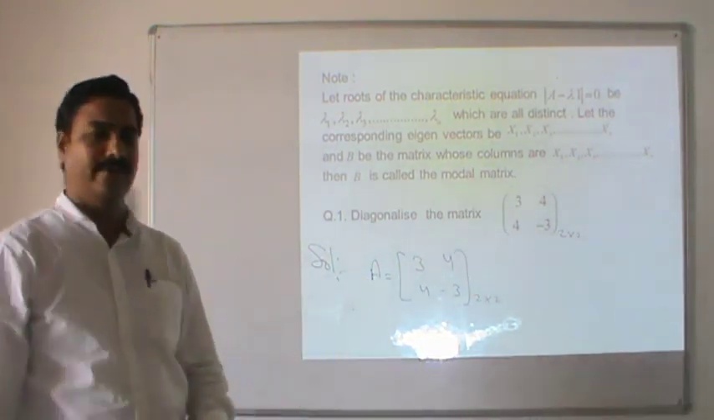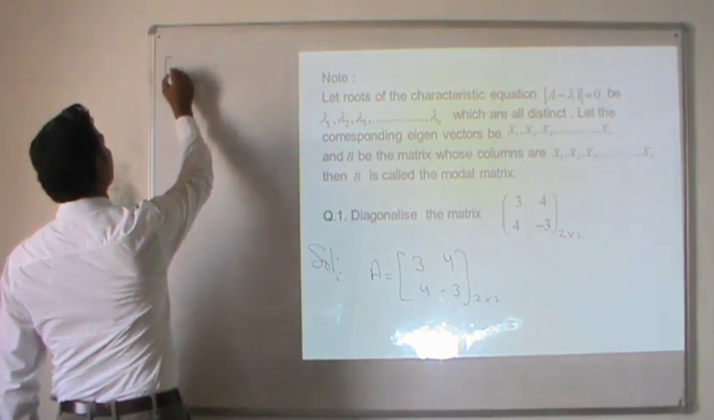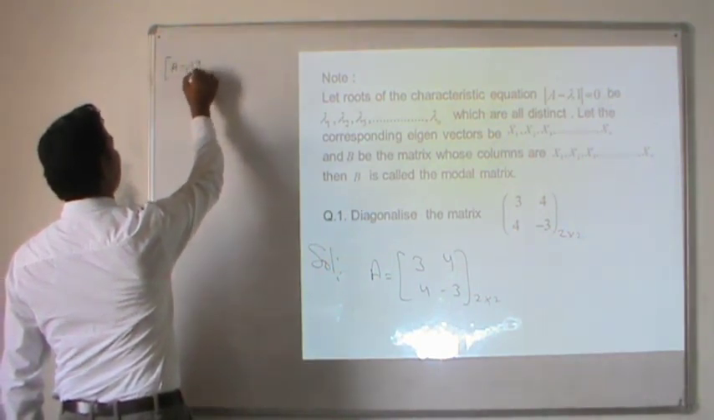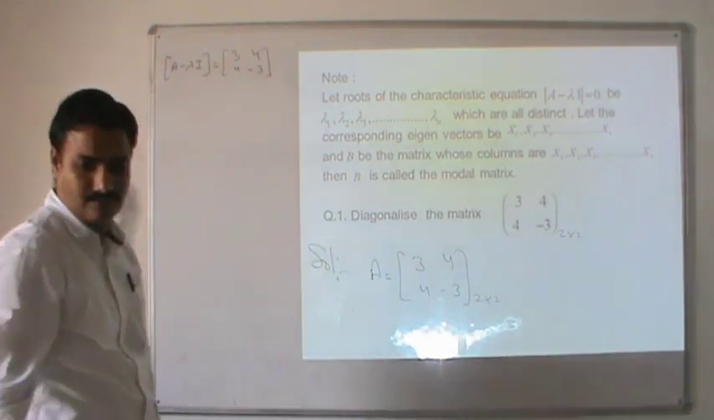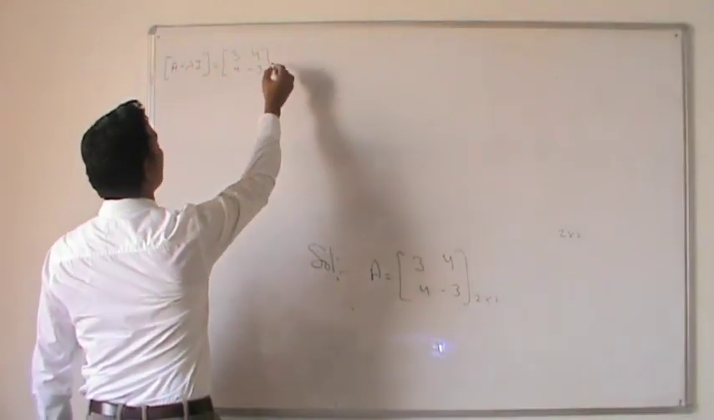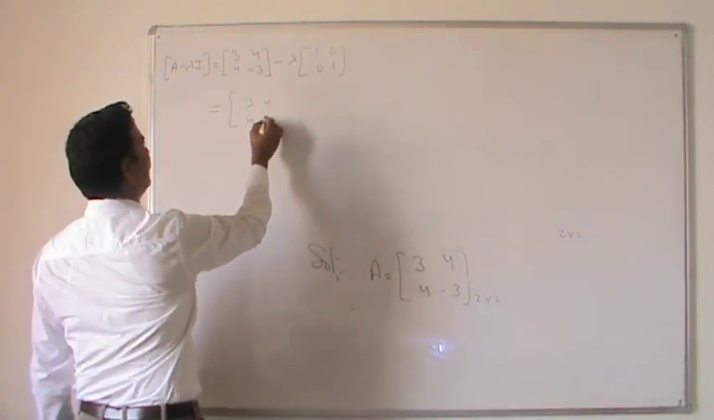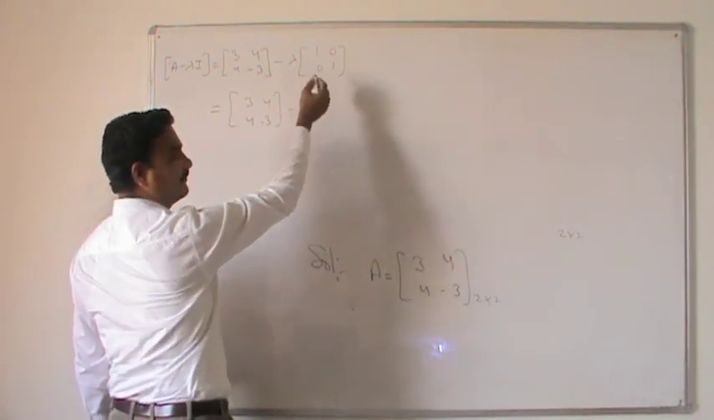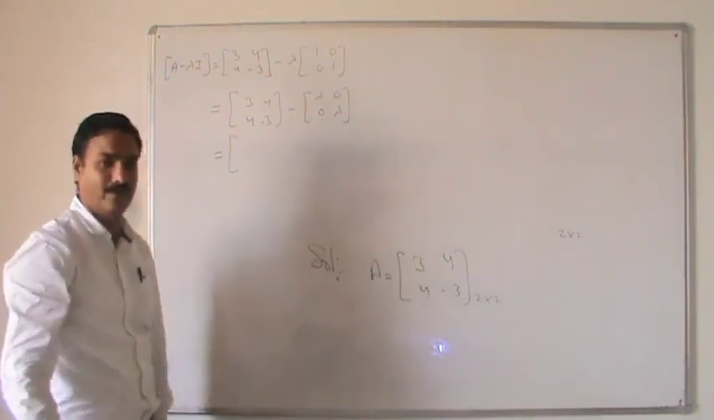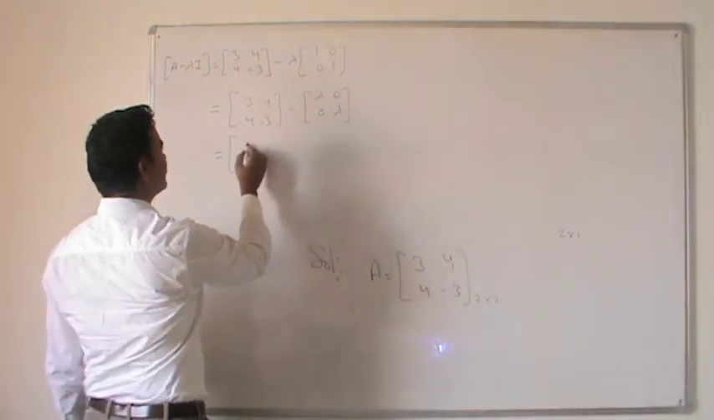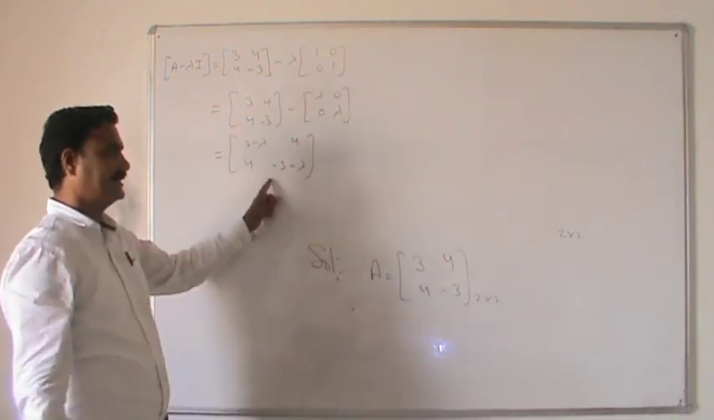In order to diagonalize, first of all we construct the characteristic matrix of this square matrix A, which is A minus lambda I. The matrix is 3, 4, 4, minus 3, minus lambda times the unit matrix 1, 0, 0, 1. Lambda is a scalar multiple of this unit matrix, so it gives lambda 0, 0 lambda. Finally, we subtract the corresponding elements to obtain the characteristic matrix of A: 3 minus lambda, 4, 4, minus 3 minus lambda. This is the desired characteristic matrix.